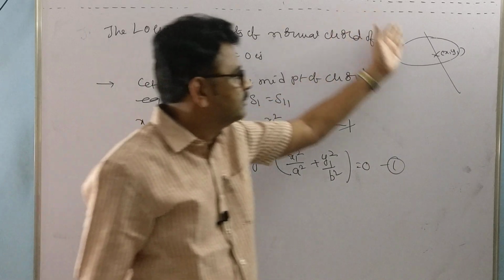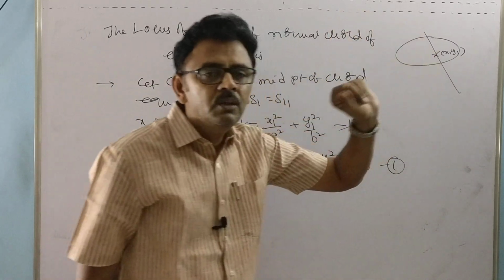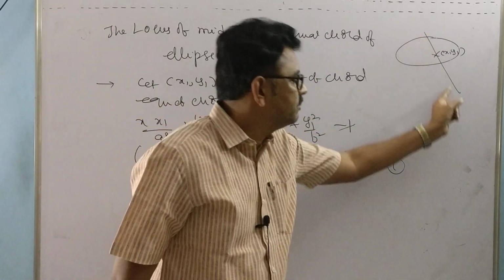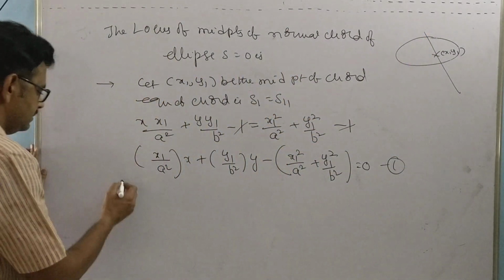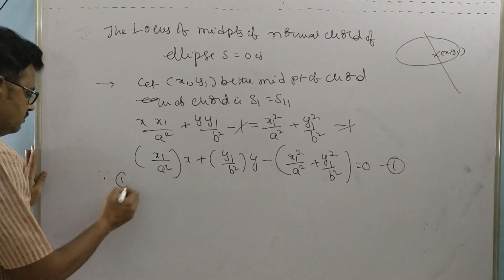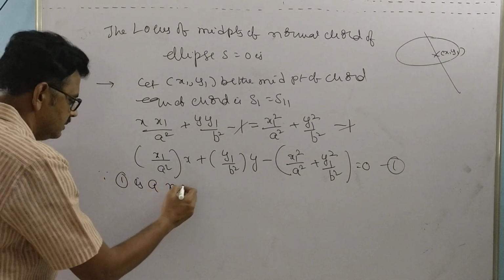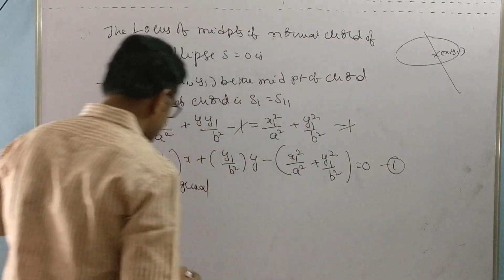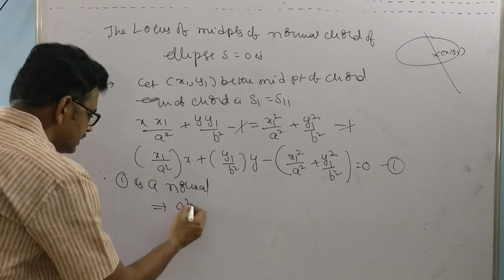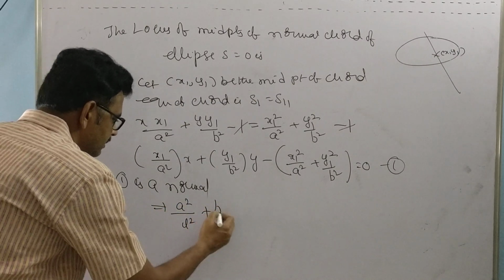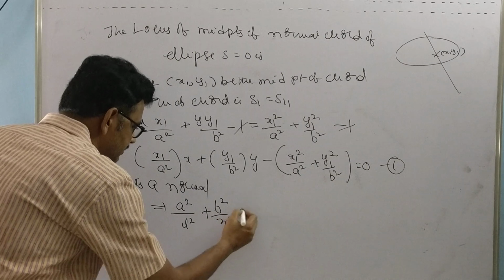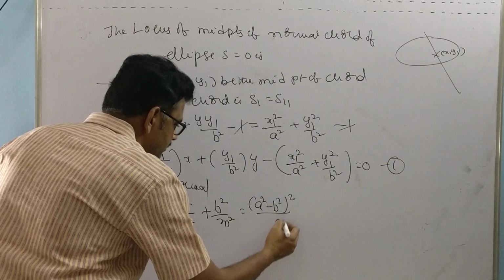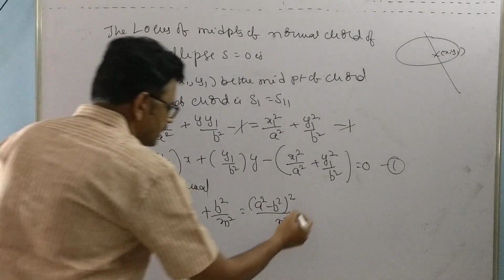Now this is just like Lx plus My plus N equal to 0. What is the given question? The locus of midpoints of normal chords. Since this is a normal, now the condition for normal is A square by L square plus B square by M square is equal to A square minus B square whole square by N square. So this is the condition formula.